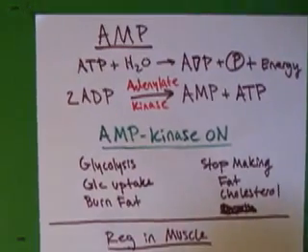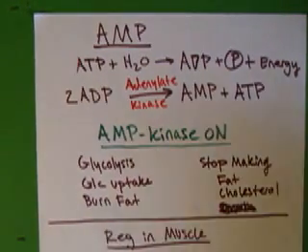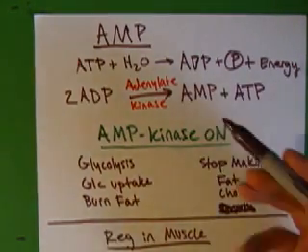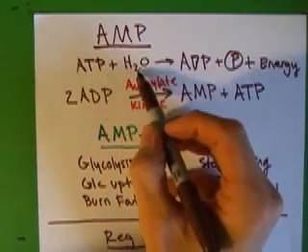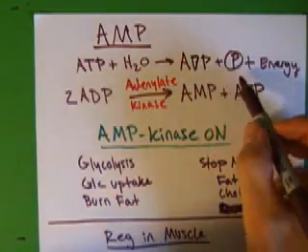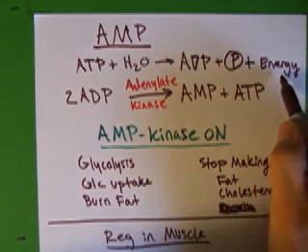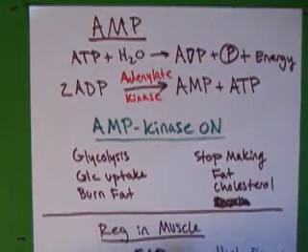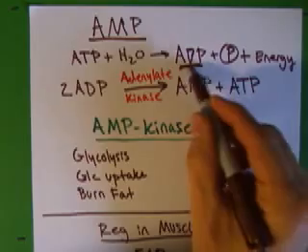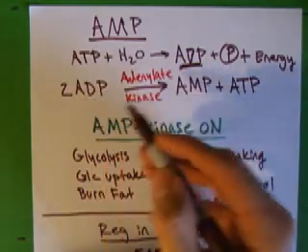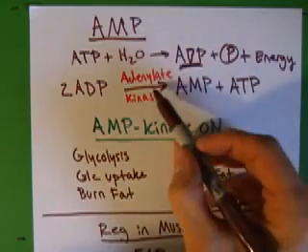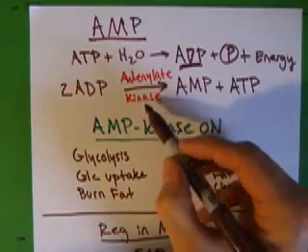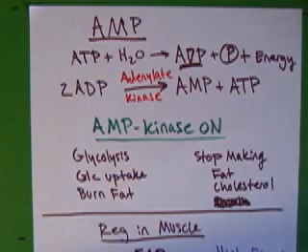The next topic is AMP. As muscles contract, ATP is hydrolyzed, and you get ADP, free phosphate, and the energy that comes from that reaction. So you have all these ADPs floating around. You take 2 of them, and you can turn them into AMP and ATP with adenylate kinase. So that's a good enzyme to know.